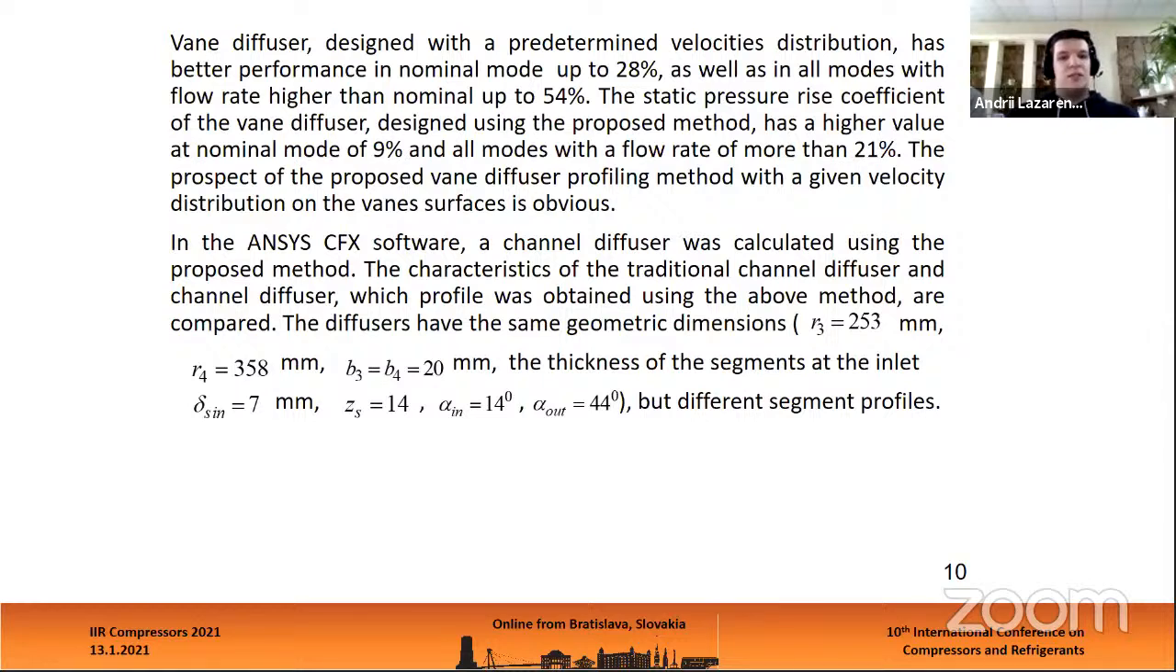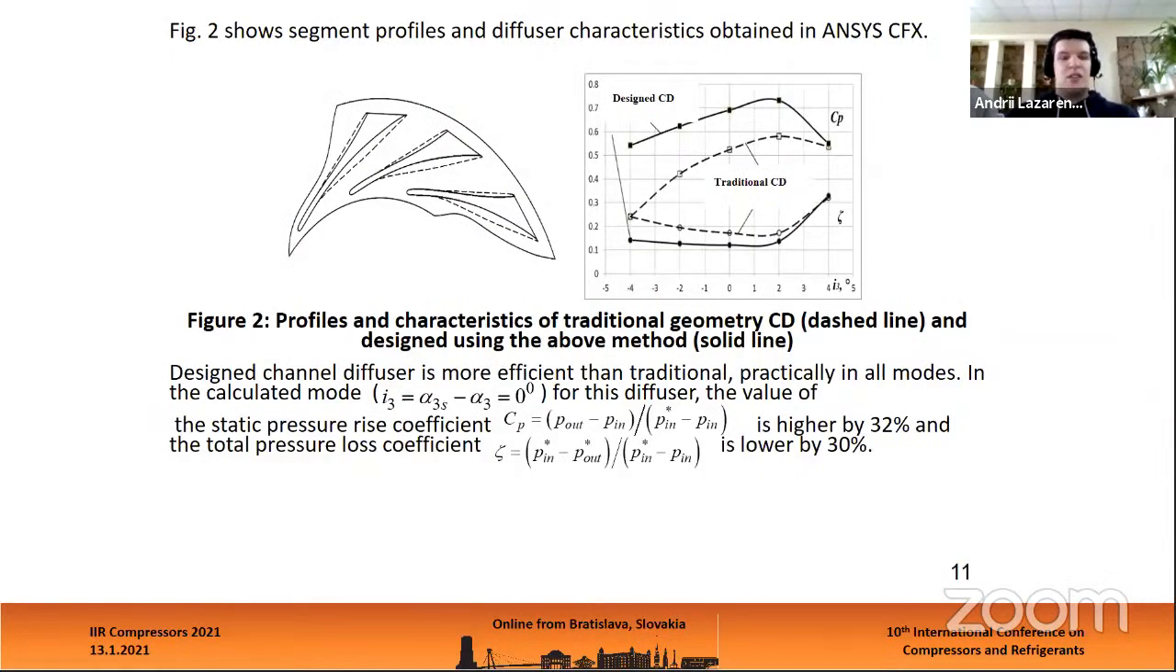In the ANSYS CFX software, a channel diffuser was calculated using the proposed method. The characteristics of the traditional channel diffuser and the channel diffuser whose profile was obtained using the above method are compared. The diffusers have the same geometric dimensions but different segment profiles. So this figure 2 shows the segment profiles and diffuser characteristics obtained in ANSYS CFX. So as you can see, the designed channel diffuser is more efficient than the traditional one, particularly in all modes. And in the calculated mode for this diffuser, the value of the static pressure coefficient is higher by 32%, and the total pressure loss coefficient is lower by 30%.